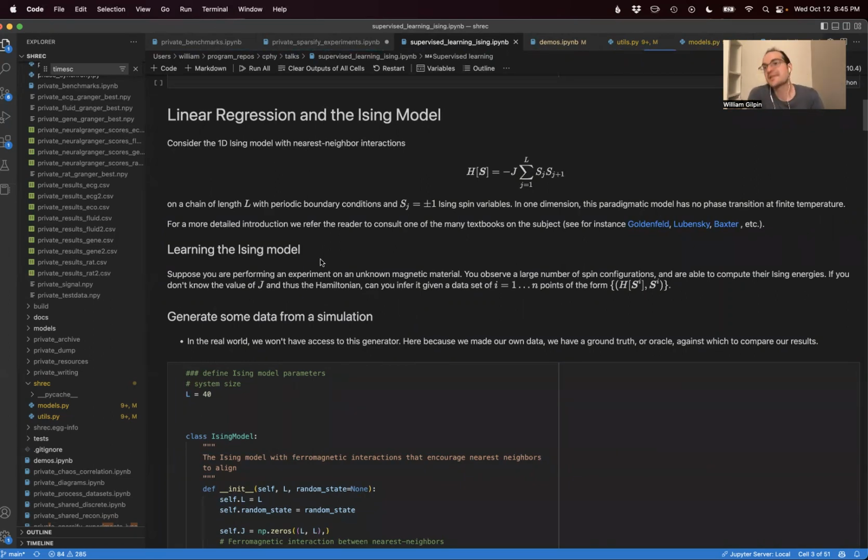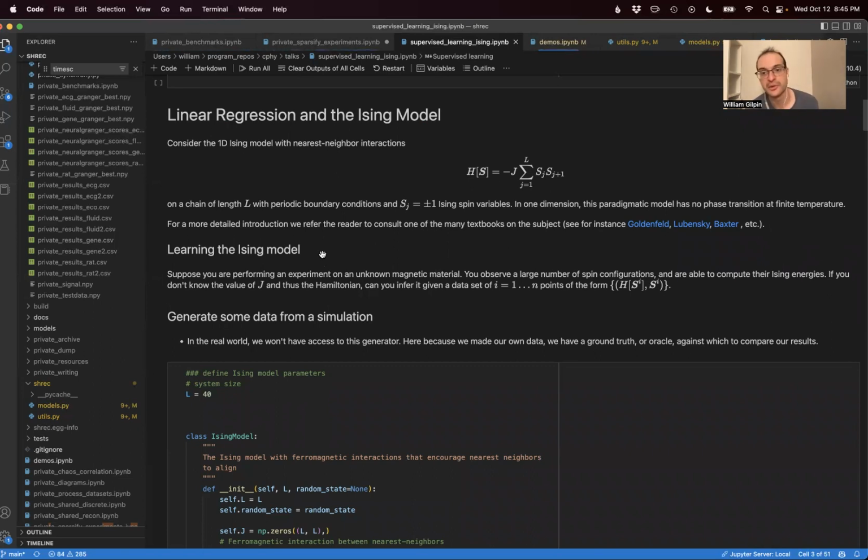So before we get into the algorithm, we're going to choose a problem that's particularly well suited to this algorithm. And this is going to be classifying different microstates of the Ising model based off of their energy. So the idea is that I have a bunch of spins.